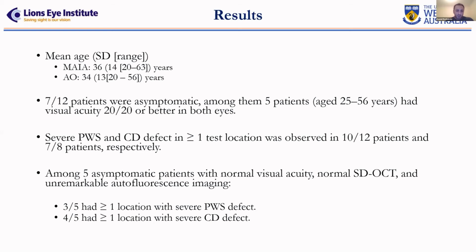And more interestingly, among 5 patients who were asymptomatic and had normal visual acuity, normal OCT, and unremarkable autofluorescence imaging, 3 of these 5 patients had at least 1 location with a severe pointwise sensitivity defect, and 4 of these 5 patients had at least 1 location with a severe cone density defect.